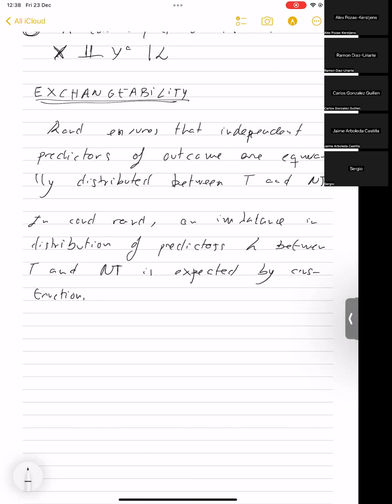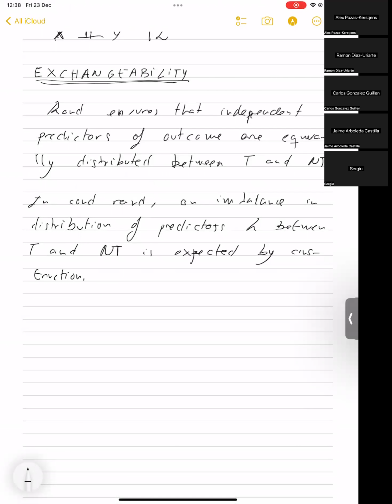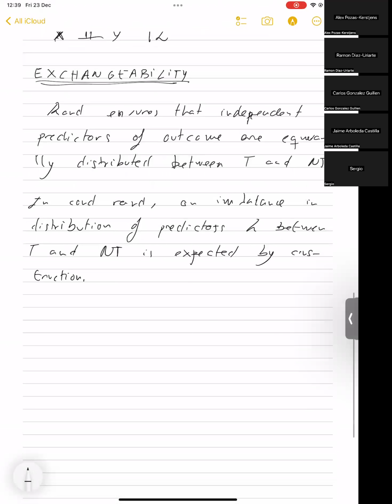If we perform conditionally randomized experiments in which with a certain probability we give treatment to people with a critical condition, and with a different probability we give treatment to people without that condition, then we will expect an imbalance in the distribution of predictor L between treated and non-treated people by construction. But the key thing here is that the rest of the predictors of the outcome are going to be equally distributed in both groups, because we are randomizing within each level of L. So we cannot find differences in other covariates.